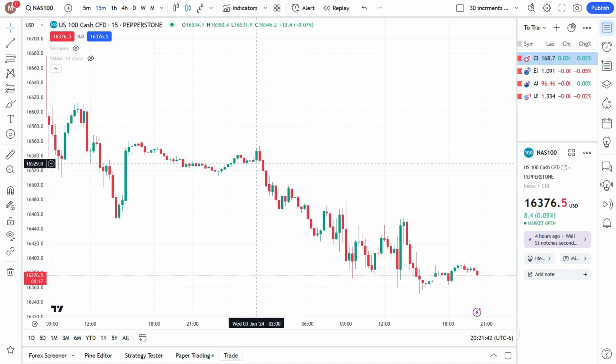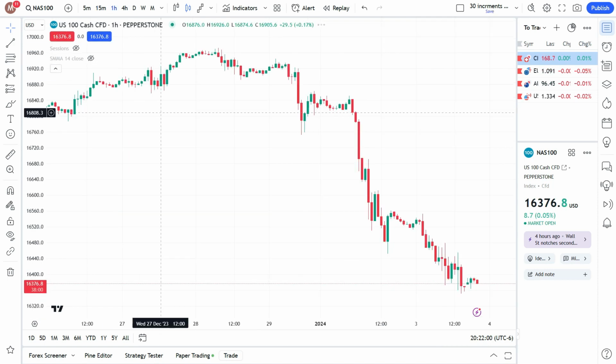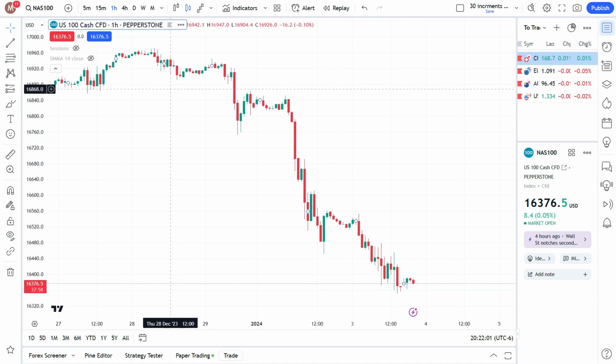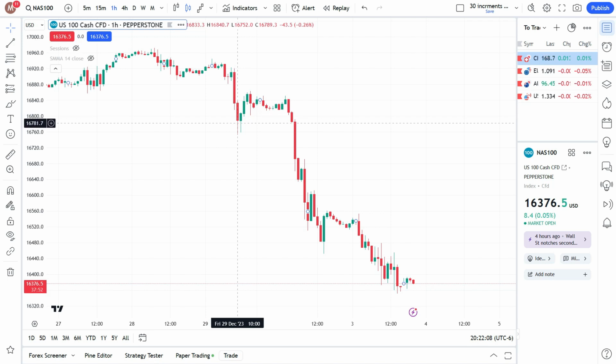One candlestick on this 15-minute time frame means that this one candlestick was 15 minutes. It took 15 minutes for this candlestick to print this, and it took another 15 minutes to print this. This is another 15, another 15, another 15. If I switch to the hourly, okay, now we're on the hour time frame. Now each candlestick is 1 hour. So this is 1 hour, this is 1 hour, this is 1 hour, this is 1 hour.